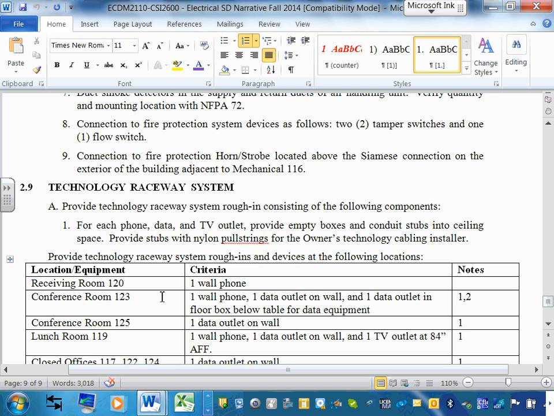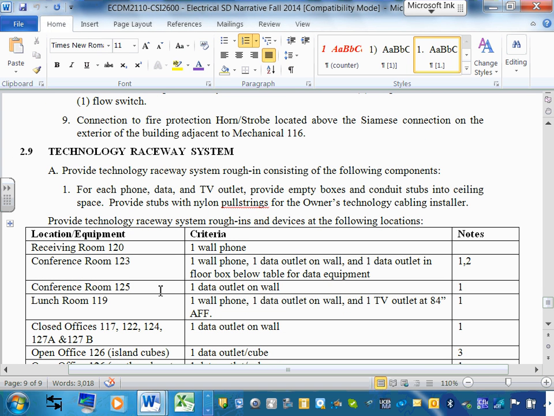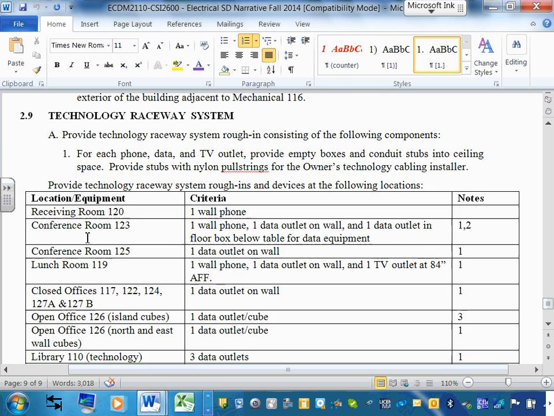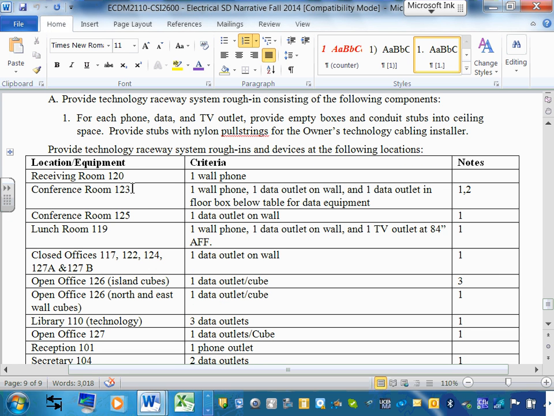Last thing, technology systems, raceways. When it comes to technology, these are TV, data, and phone. How are they going to do it? If you read through it, it says the owner is going to provide it, but I would like you guys to provide the following. So we need receiving room 120, we need one wall phone. And in conference room 123, we need one wall phone, one data outlet on wall, and one data outlet in floor box below table for data equipment.